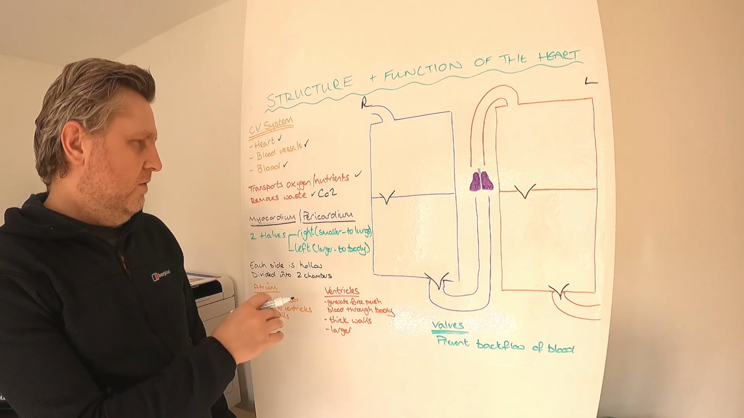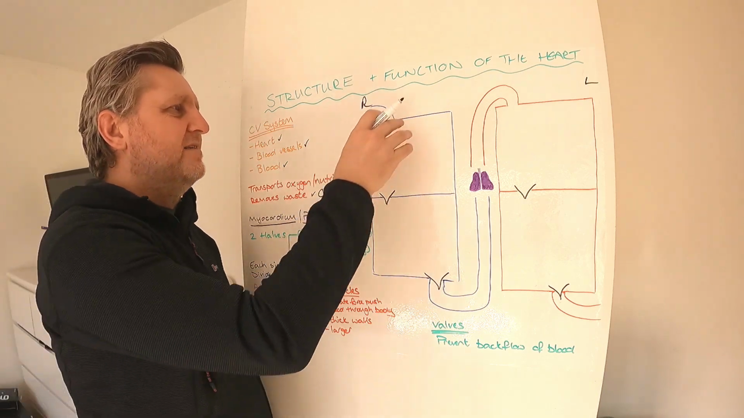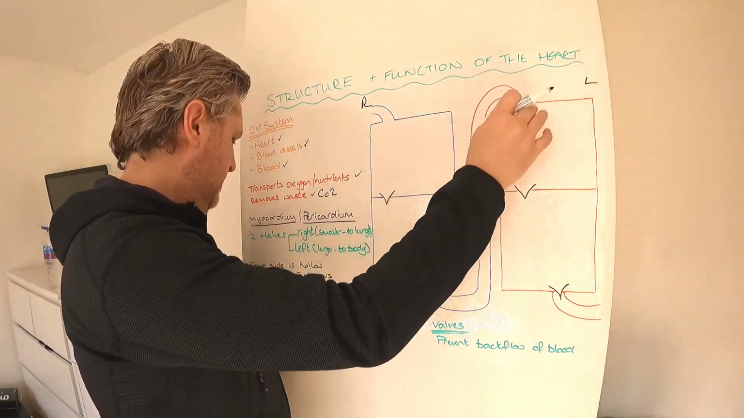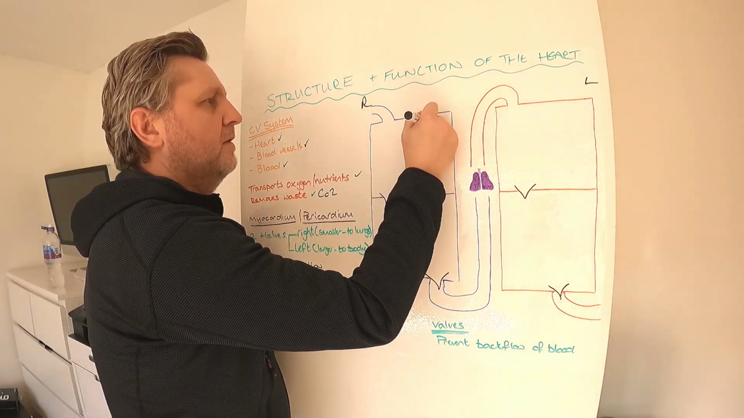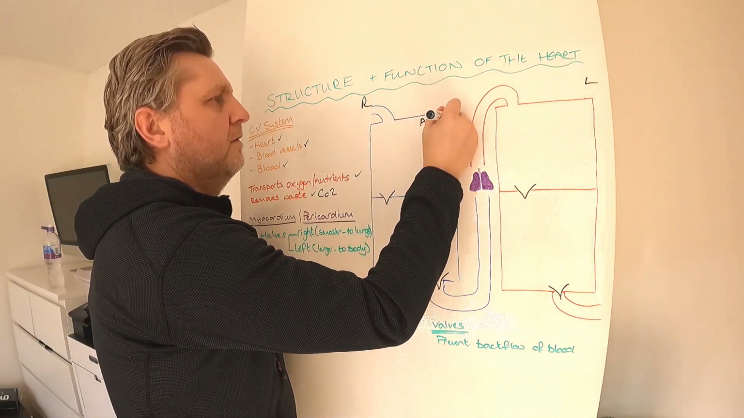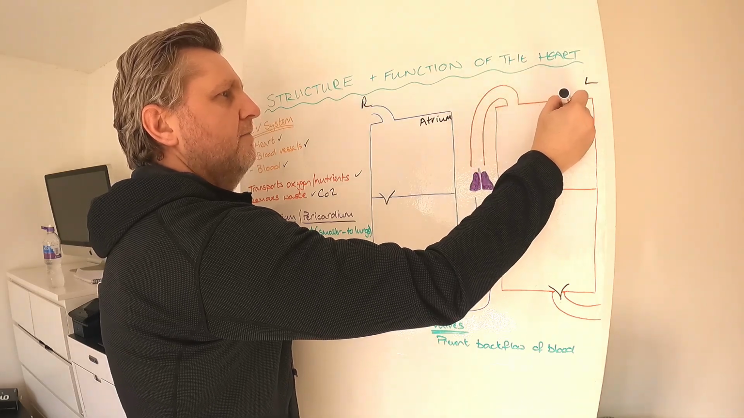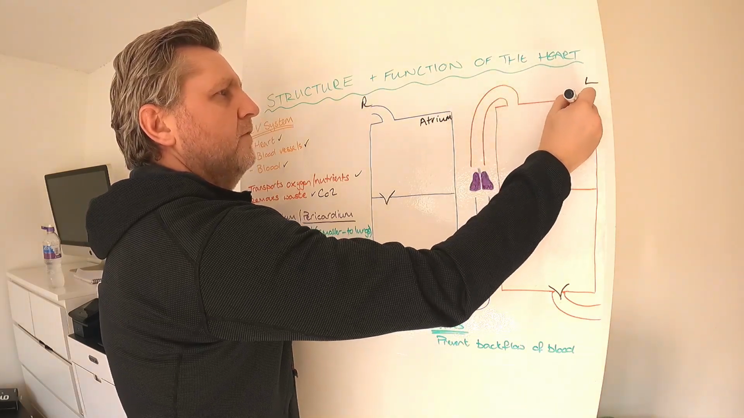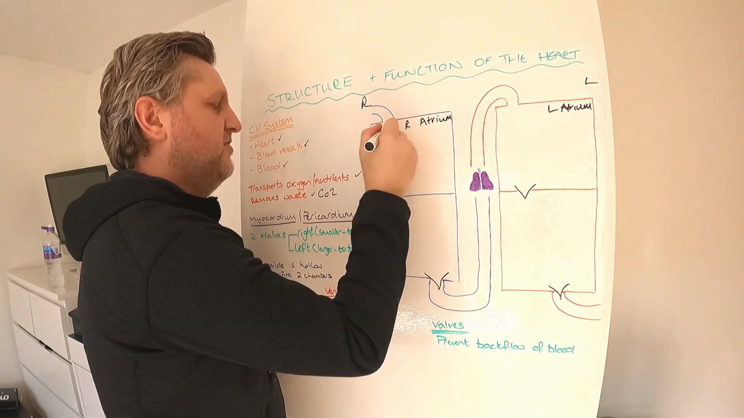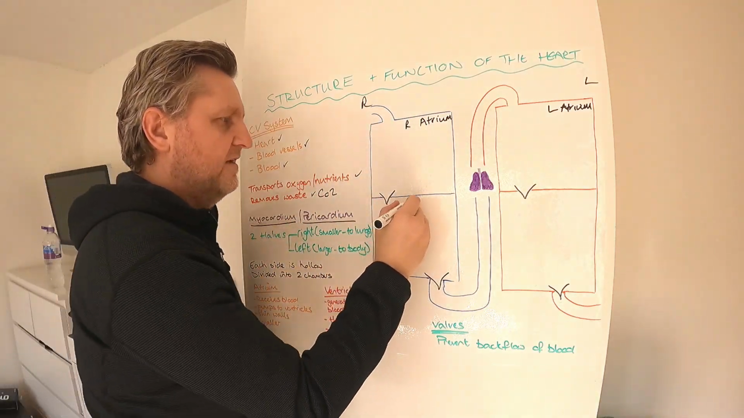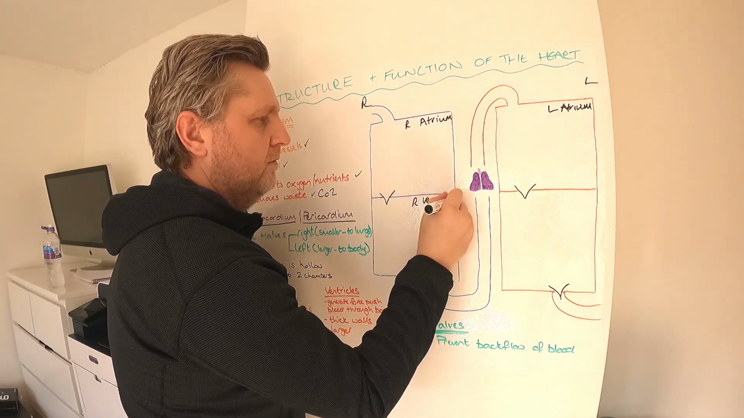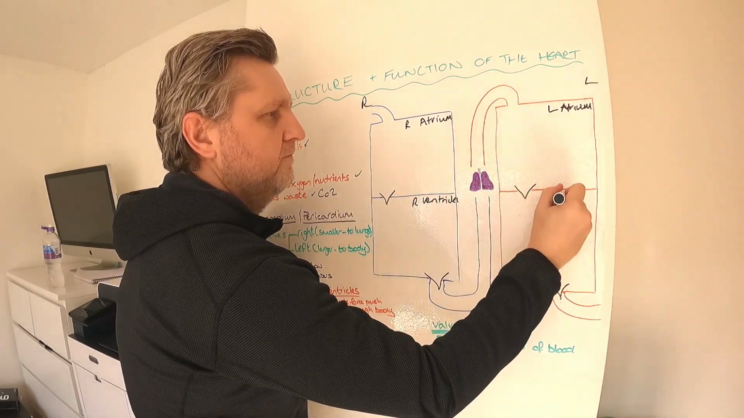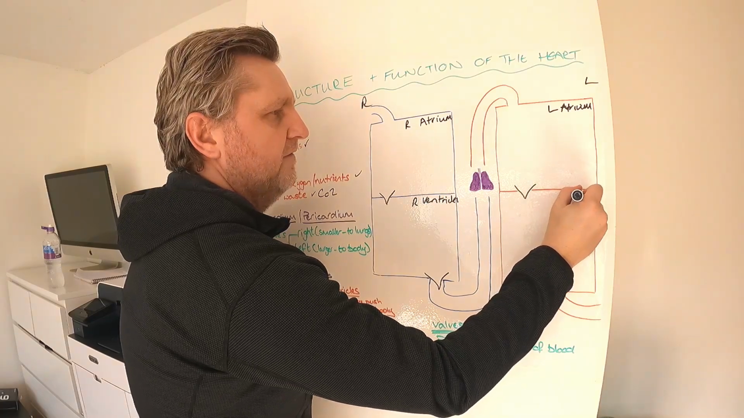Each side is hollow and it's divided into two chambers. All right, we've got the atrium, which are the top. So that's the left atrium, that's the right atrium. And then we've got the ventricles. Right ventricle and left ventricle.